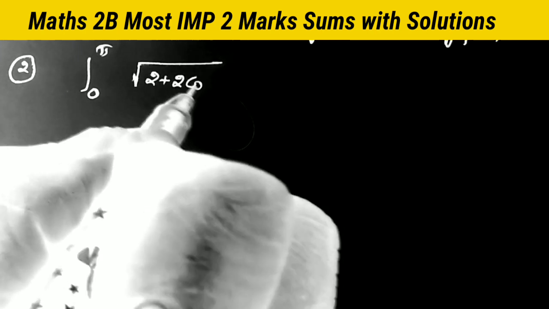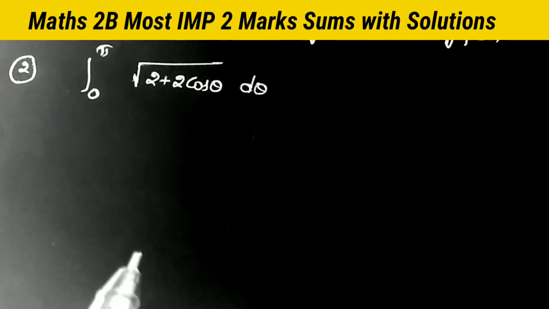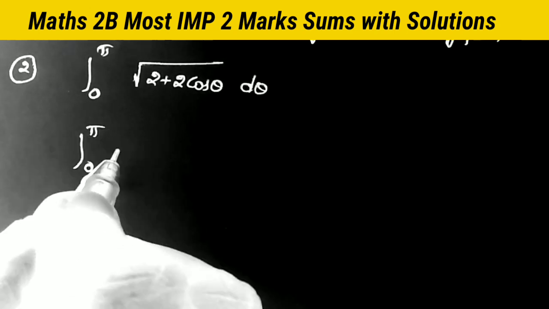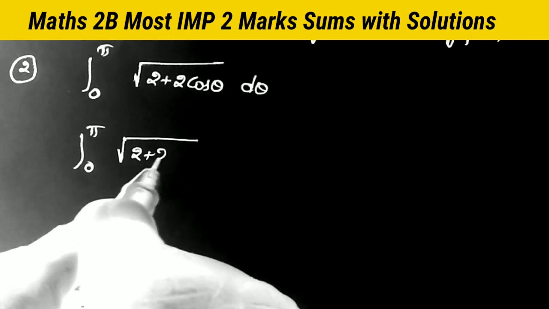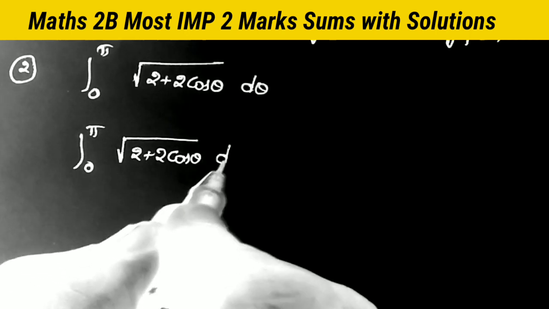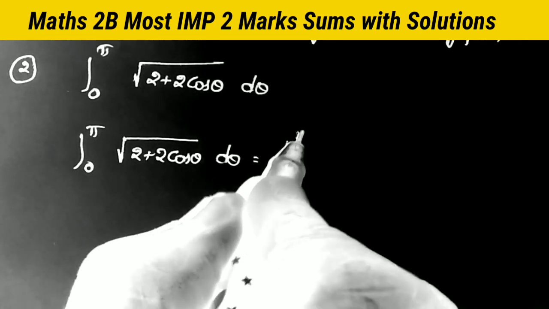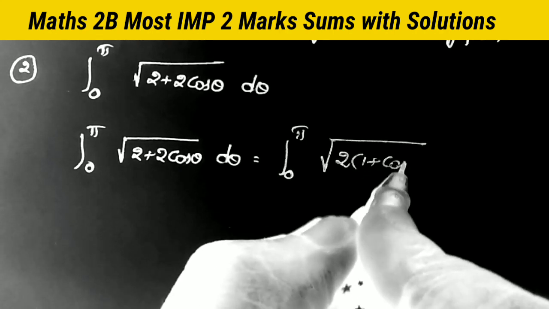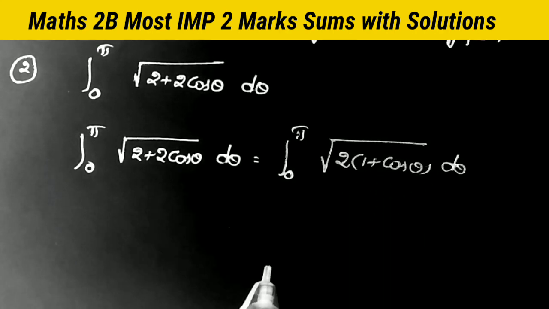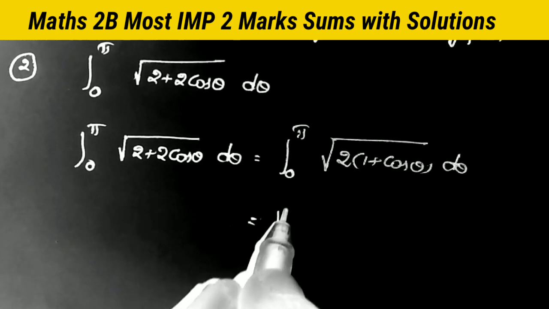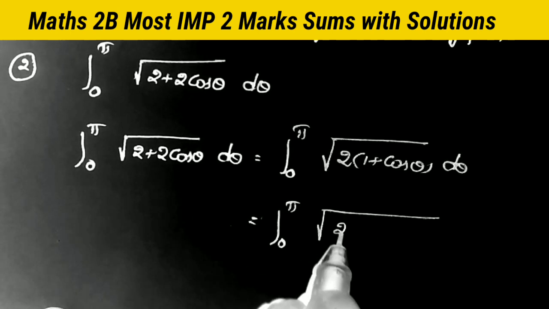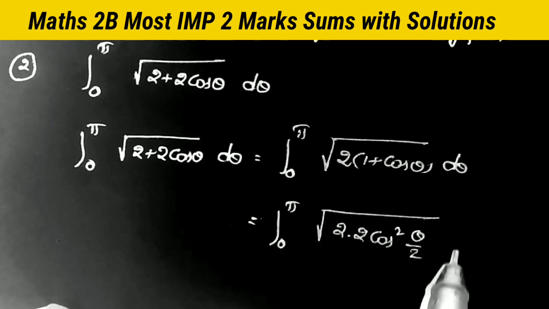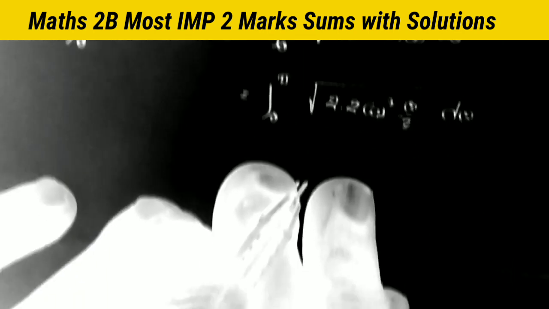Next problem, integral 0 to pi square root of 2 plus 2 cos theta into d theta. So first we take 2 common from the given question, that is integral 0 to pi square root of 2 into 1 plus cos theta into d theta. What is 1 plus cos theta? The formula is 1 plus cos theta equal to 2 cos square theta by 2.